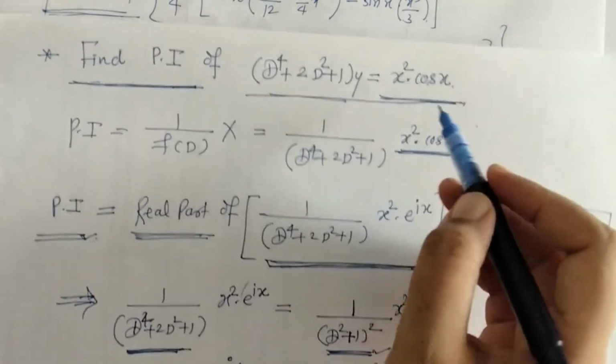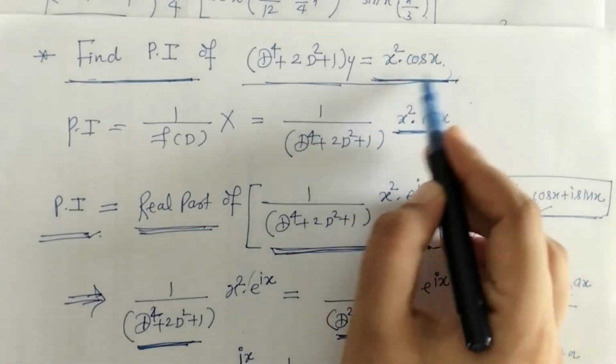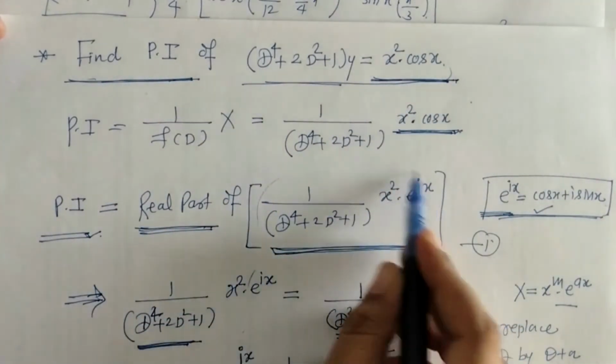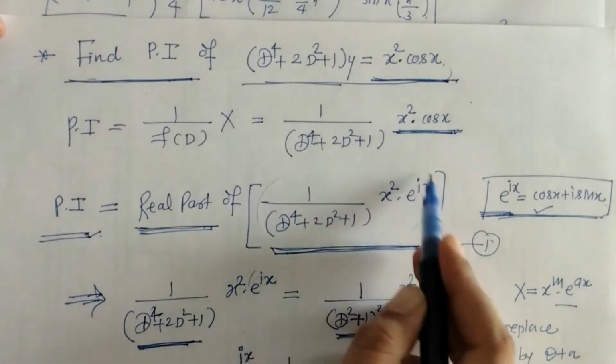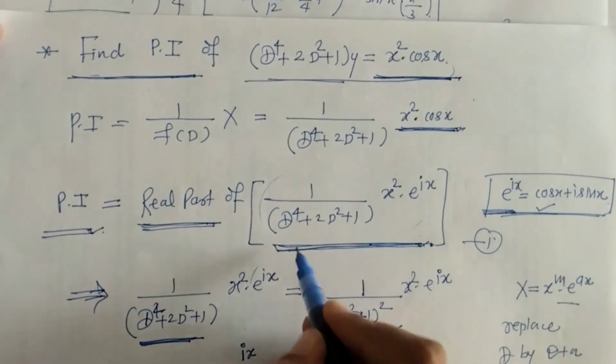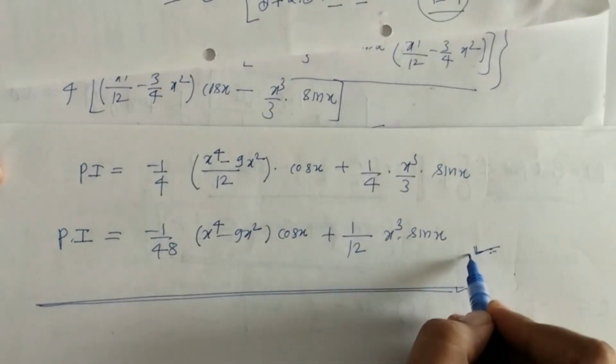So how have we proceeded for this given differential equation? When we have this type of right-hand side, we write pi as the real part of this expression, right? And we have simplified this expression by using earlier cases. Then we separated the real part of this expression so that we got the required pi.